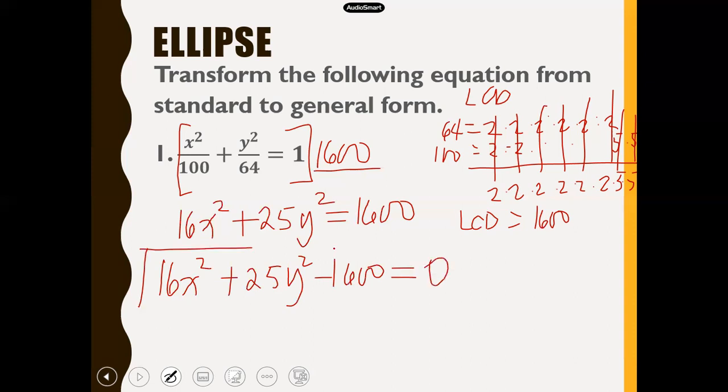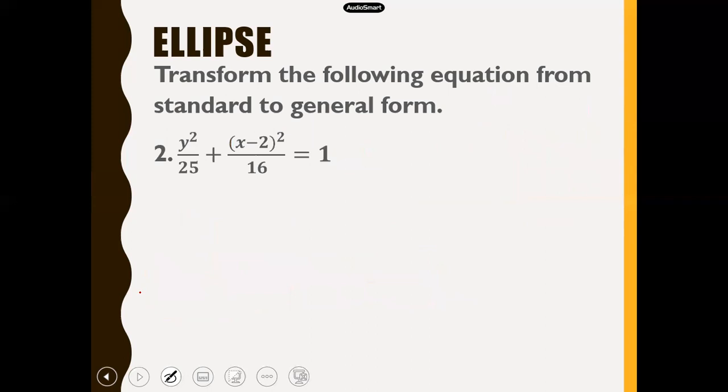So therefore, ito ang standard to general form process ng equation. So you have already general form of 16x squared plus 25y squared minus 1,600 equal to 0. For number 2, kailangan natin i-transform from standard to general form.